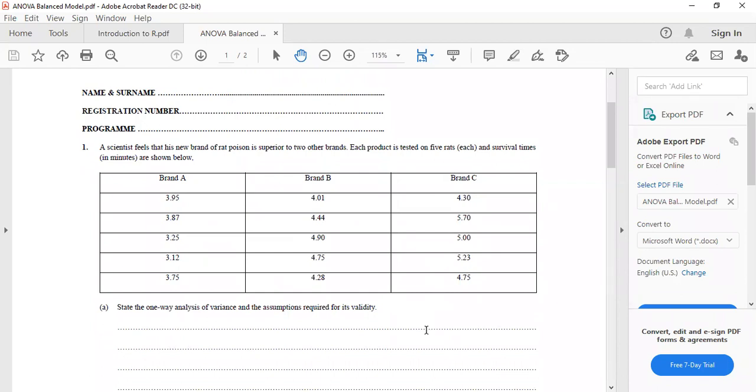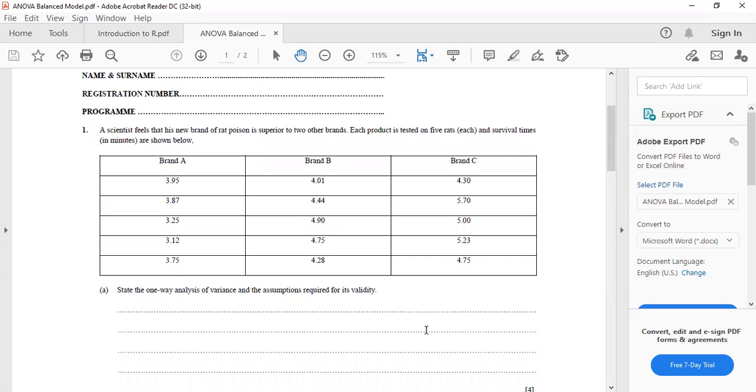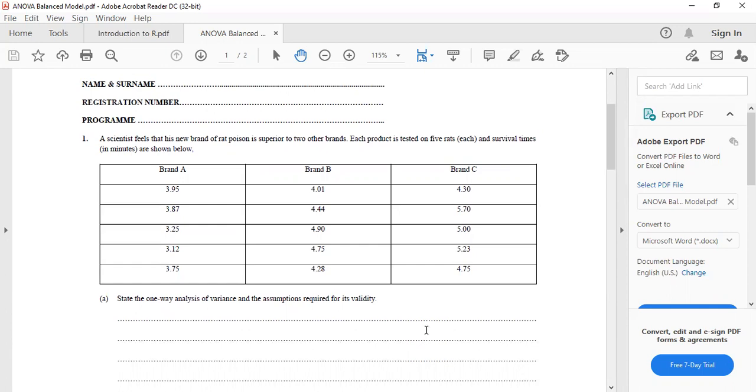So it will be discussive. If you've got an answer, you can unmute your mic and speak, because it's more of a tutorial. It's not a lecture. I'll be guiding you to say what is expected and what is not expected. So the first question was to state the analysis of variance model and the assumptions required for its validity, all right?